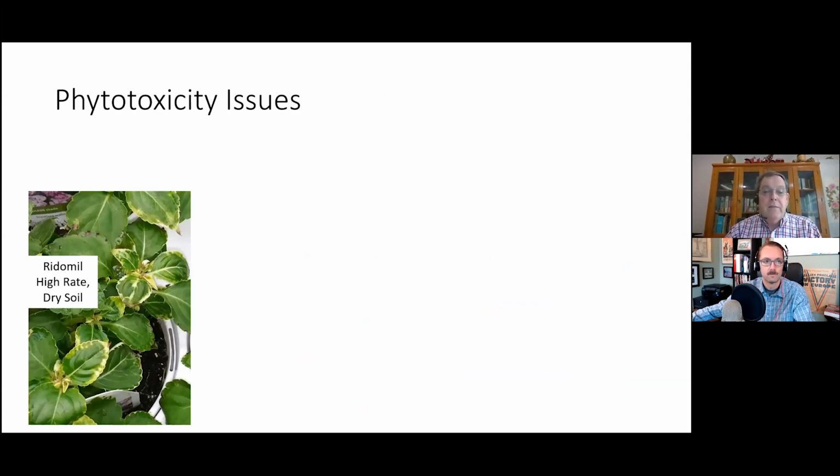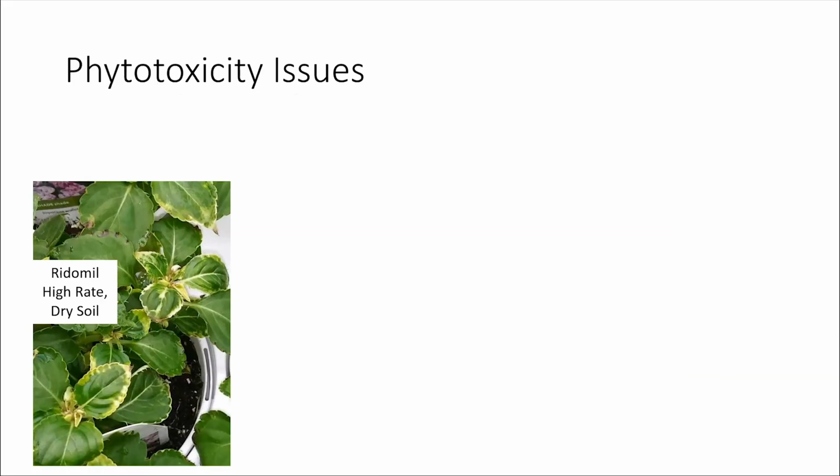Right, and I think this is a good example of where you basically have phytotoxicity. Ridomil. The grower decided that they were going to put it on at a very high rate. The soil was dry because they were really concerned. And of course, then they end up with classic Ridomil Subdue phytotoxicity, which is exactly what you're seeing here, the chlorosis on the margin of the leaf.